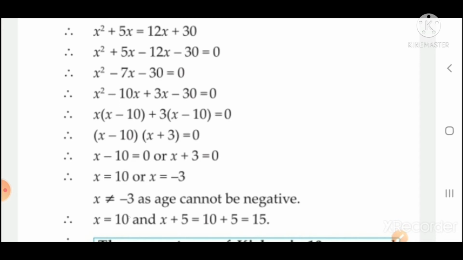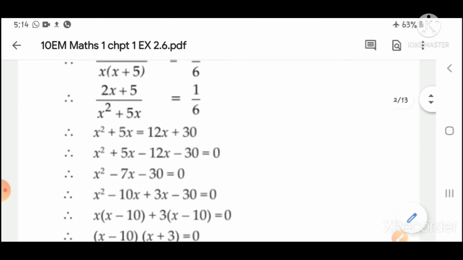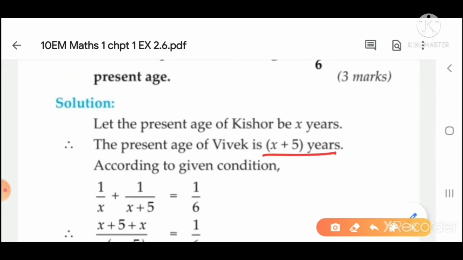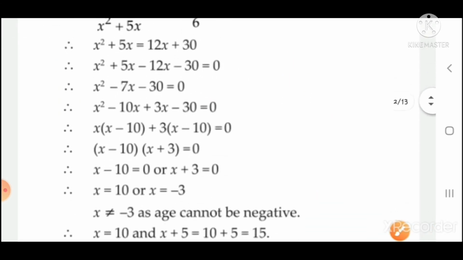So age cannot be negative, so therefore the age is 10. So Kishore's age is 10. What is the age of Vivek? What we will do? x plus 5 है ना? This is the age of Vivek, right? This is the age of Vivek. See, x plus 5. You know x you got, that is 10, plus 5.